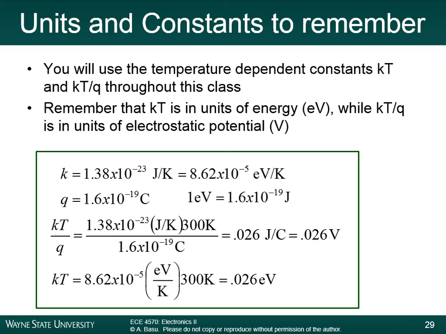Yes? Is KT over Q fixed at 0.026, or is it going to change? KT over Q and KT, this 0.026 number is valid for room temperature. You can see this from the calculations. We use 300 Kelvin here. It'll go up if we double the temperature, let's say.